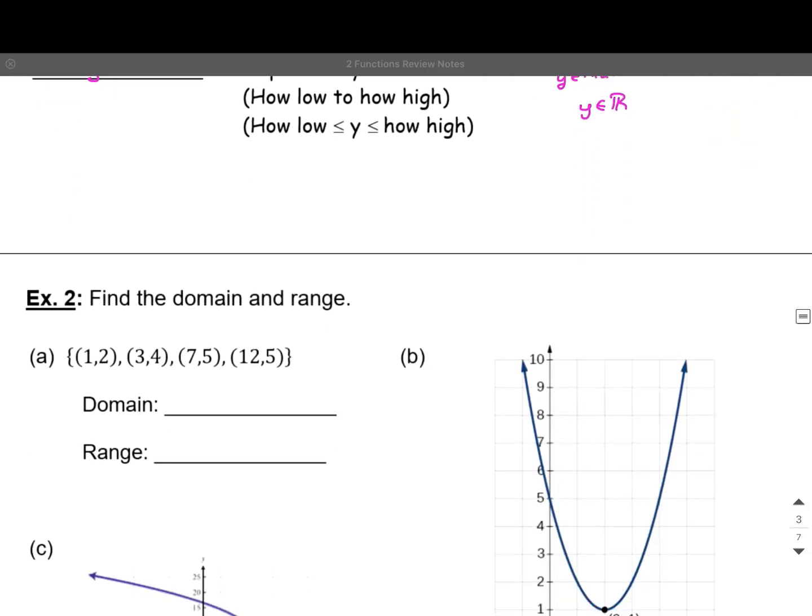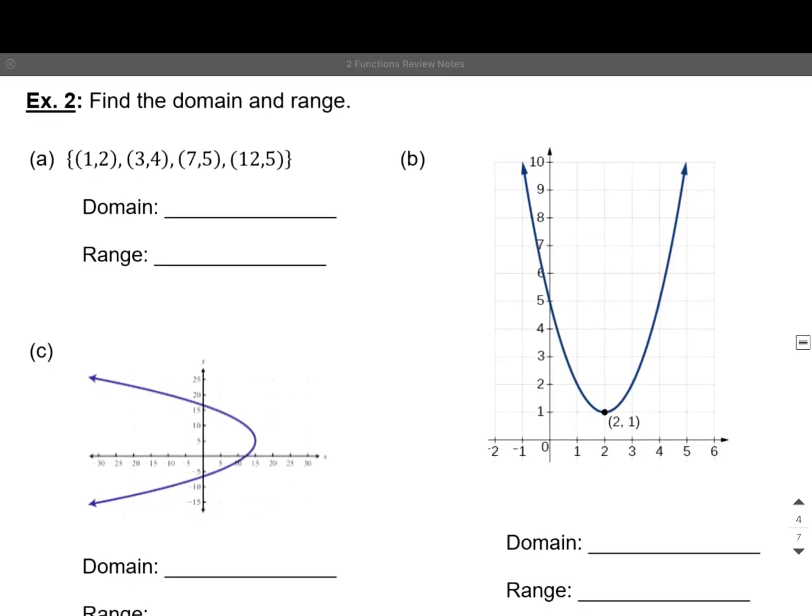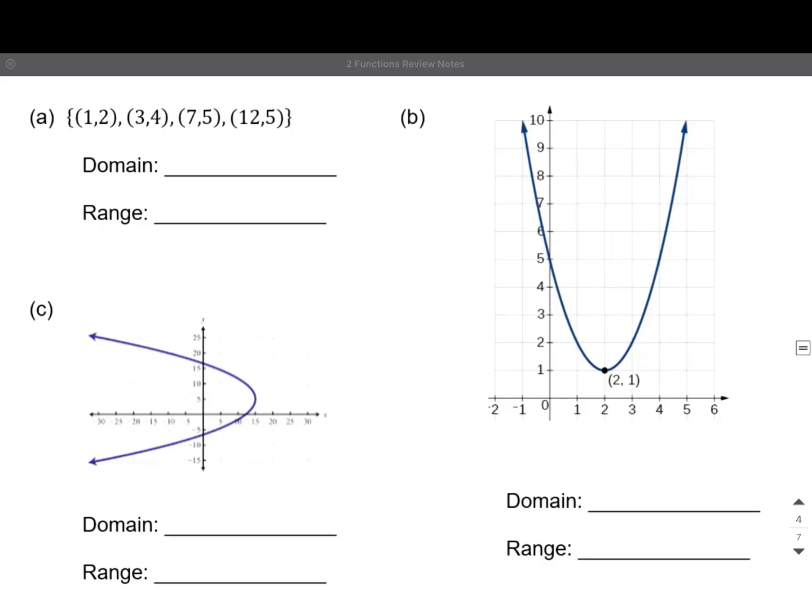So let's take a look at the same three examples we had before. So we're going to find the domain and range. Now, when I give you a finite set of points as ordered pairs, like in example A, you're going to give me a set of a finite number of numbers. Okay, you're going to give me this set, and you're going to tell me all the X values for the domain. My first X value is 1, my next X value is 3, my next one is 7, and my next one is 12. And you have your domain.